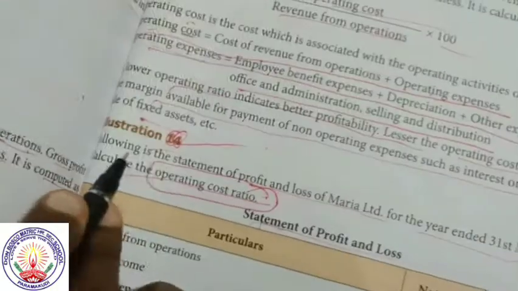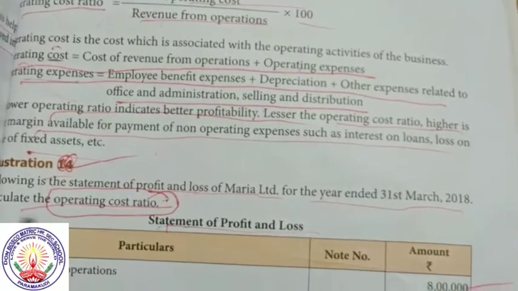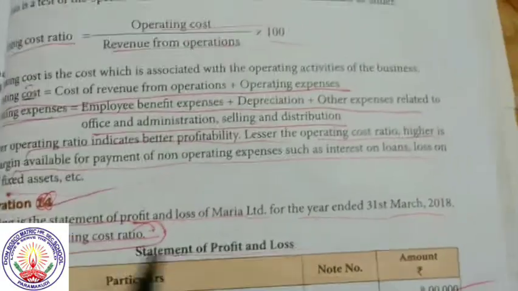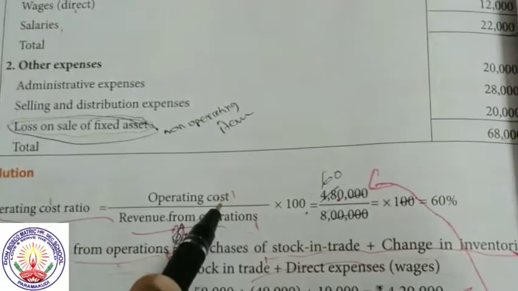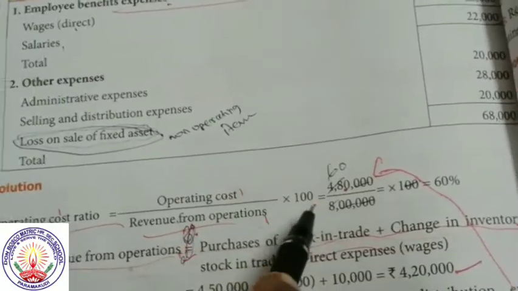Now discuss the first question. The question asks us to find the operating cost ratio. What is the formula for the operating cost ratio? Operating cost ratio means operating cost divided by revenue from operations, into 100.